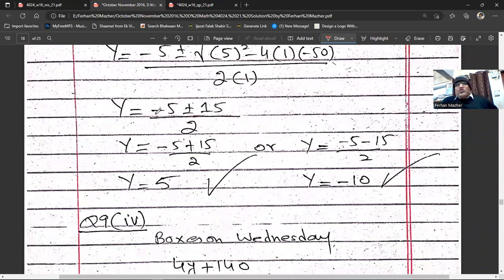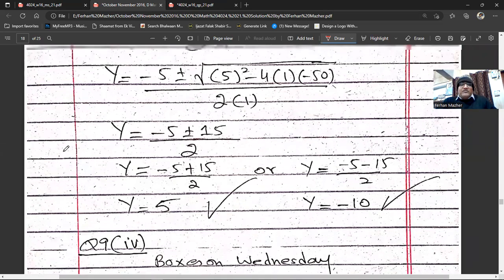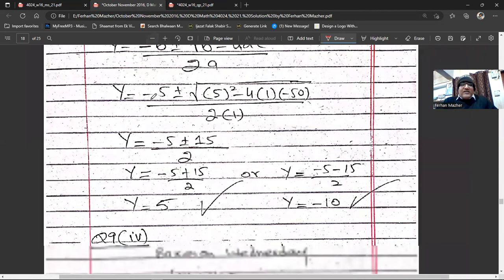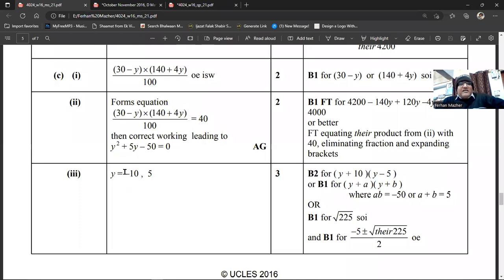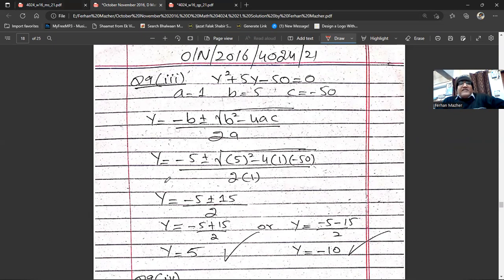So you will have two options here: minus 5 plus 15, the whole thing divided by 2, and minus 5 minus 15, the whole thing divided by 2. Here you will get 10 by 2, that will be 5. Here you get minus 20 by 2, and that will be minus 10. So there are two values of y: one is plus 5, and the other one is minus 10. Plus 5 and minus 10 is the right answer, sir.